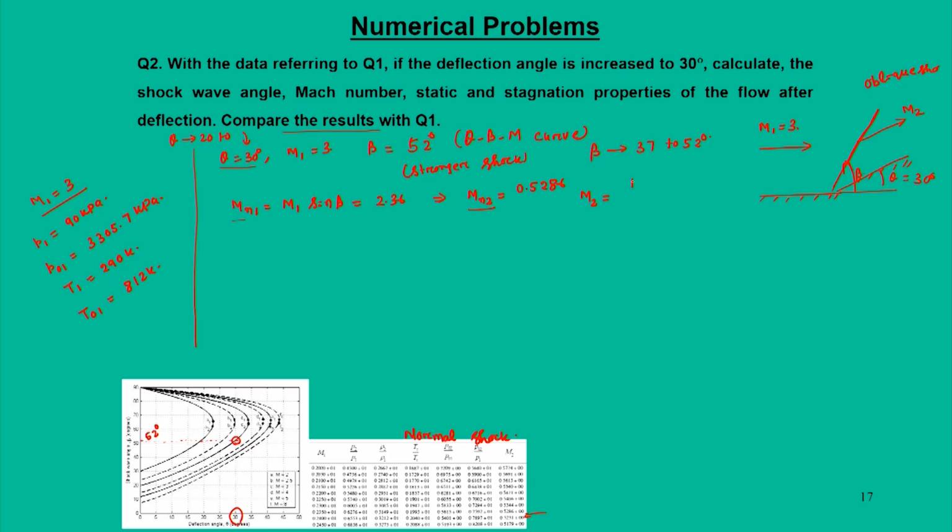M2 is equal to Mn2 by sin of beta minus theta, and this value stands now as 0.41. If you look at the previous value of M2, for theta is equal to 20 degree, we had M2 is equal to 2.09. So, here M2 becomes 0.41, that means M2 is subsonic.